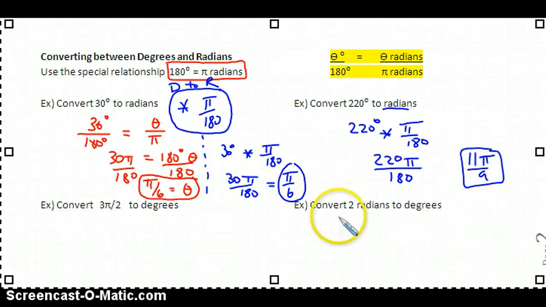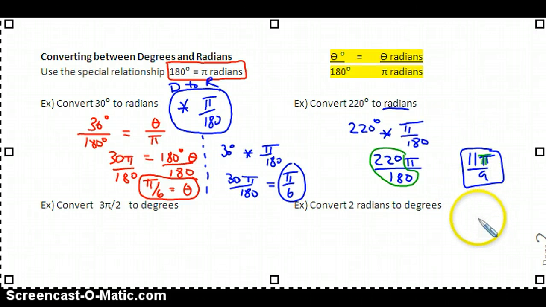If you are going to be putting this into the calculator, don't put the pi in the calculator, just type in 220 divided by 180, change it to a fraction, in this case an improper fraction, and then tag the pi back in the numerator with it. And so you'd get 11 pi over 9. So again, you can use this relationship, or you can use a much easier one that just says multiply by pi over 180. Let's work the other way now.